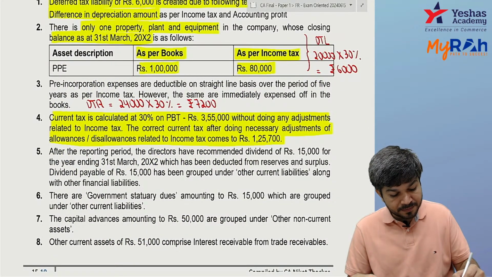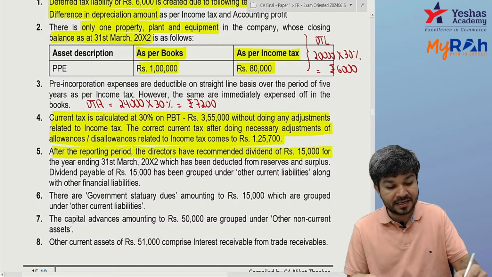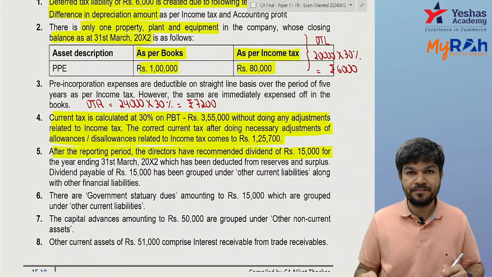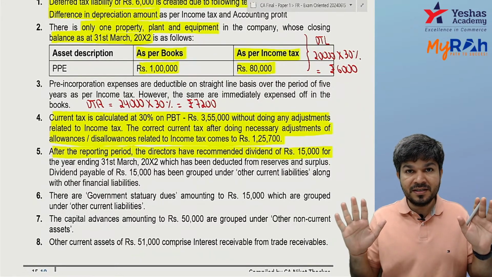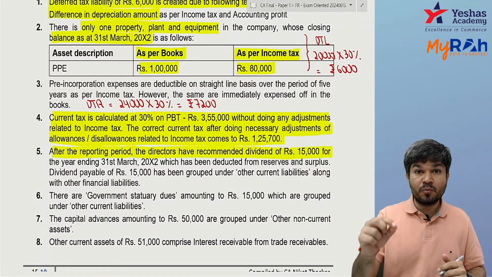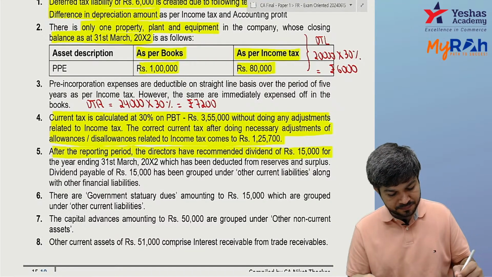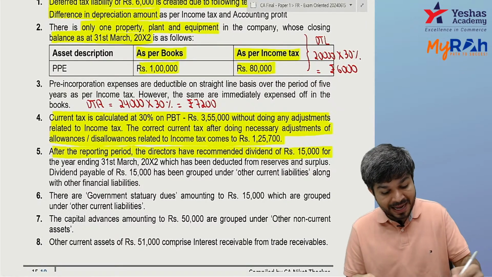Okay, after the reporting period, after the year is over, the directors have recommended a 15,000 dividend. Directors recommend, this is proposed dividend. Okay, what is the entry for proposed dividend? Dividend is proposed, no entry. Entry for dividend is done only when it's declared by shareholders. For the proposed dividend, there won't be any journal entry. 15,000 dividend has been deducted from reserves. Wrong, wrong, wrong. We'll add it back in reserve.